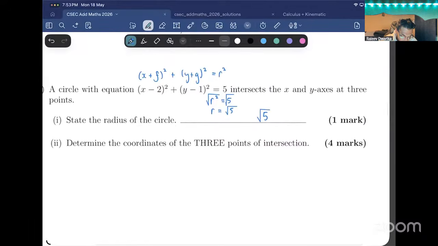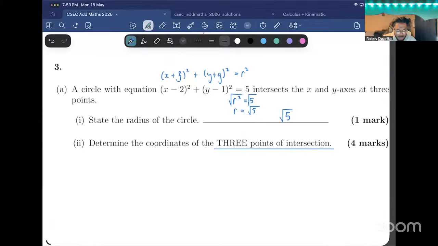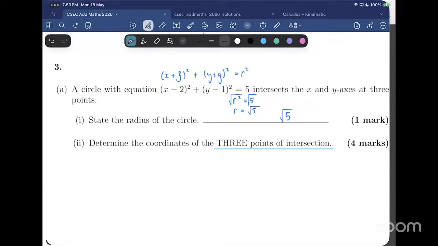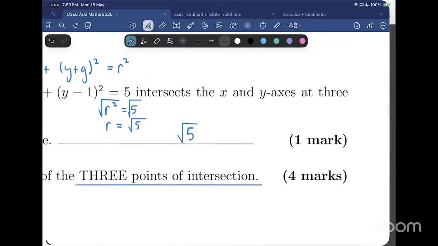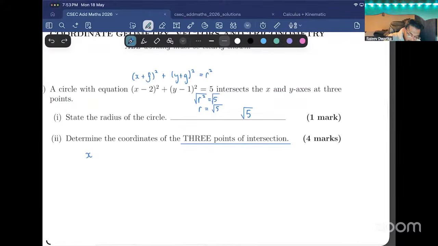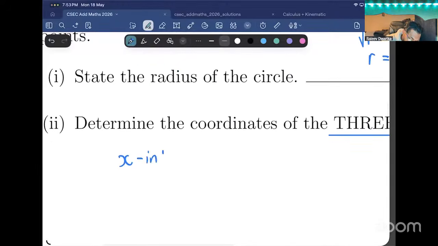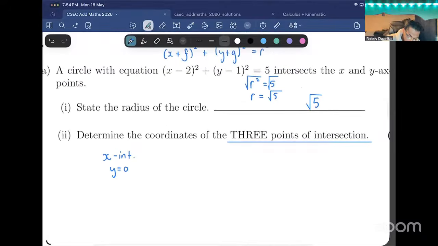Okay. Determine the coordinates of the 3 points of intersection. So for this you have to expand the brackets, and you gotta do all of that. That's fine if you do it, but it's actually easier if you leave it like this, to be honest. So if we're talking about it intersects the x and y axes, then they're talking about the x and y intercept. Or we know about the x intercept, y equal to 0. Alright, so anywhere I see y, they are just plugging in what?